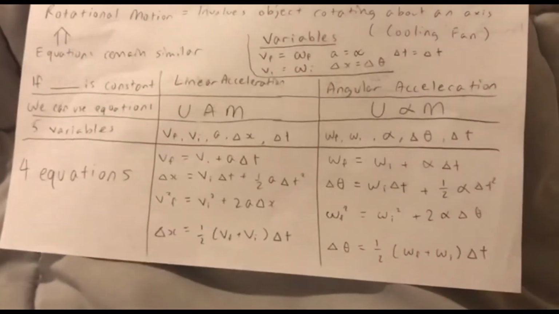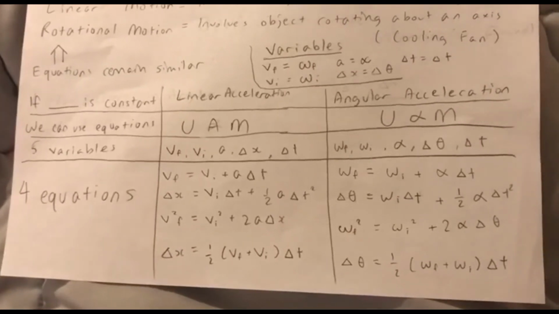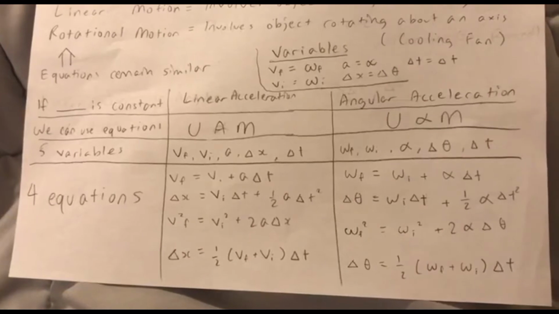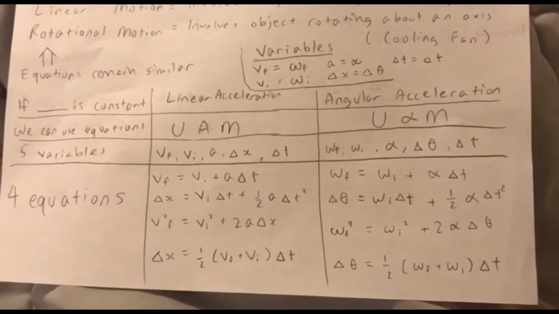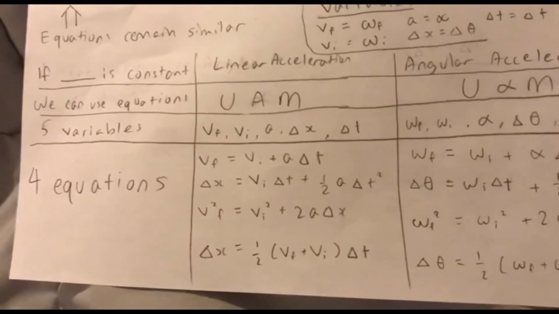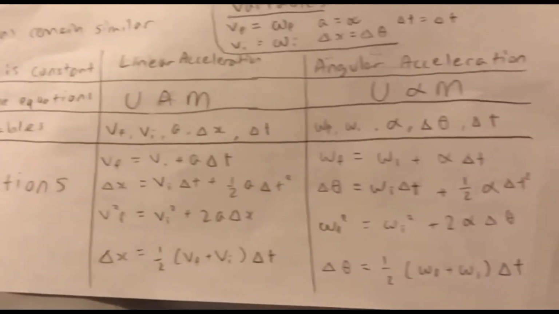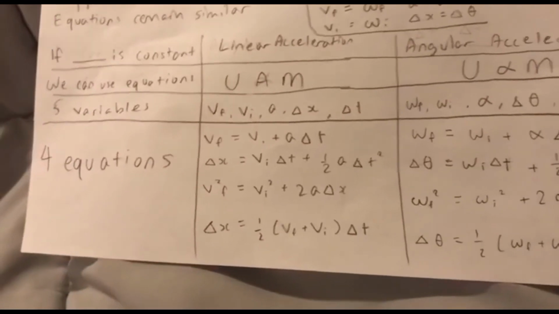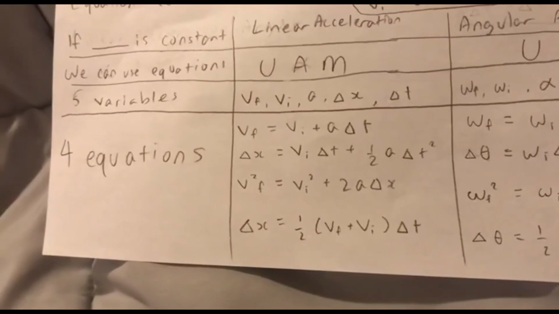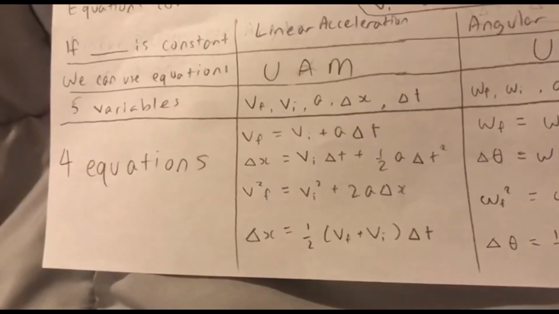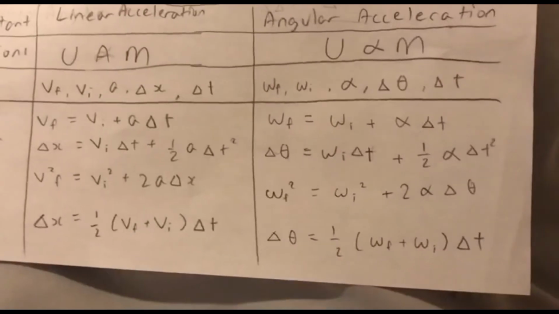So we can see in this table how the equations translate from UAM to UAAM, or uniform angular acceleration motion. We see how the 5 variables translate to the other 5 variables from linear to angular. And then we can see in these 4 equations how the variables plug in and replace the variables.